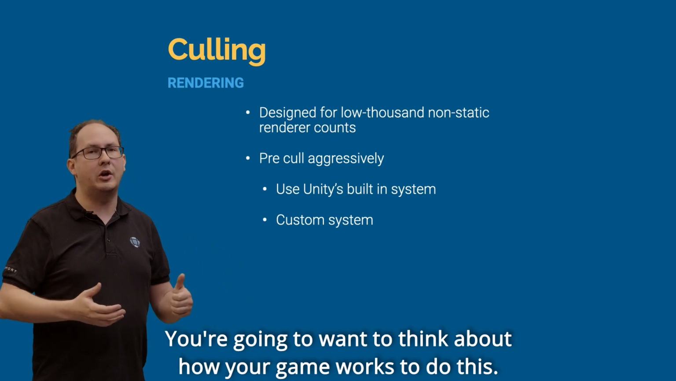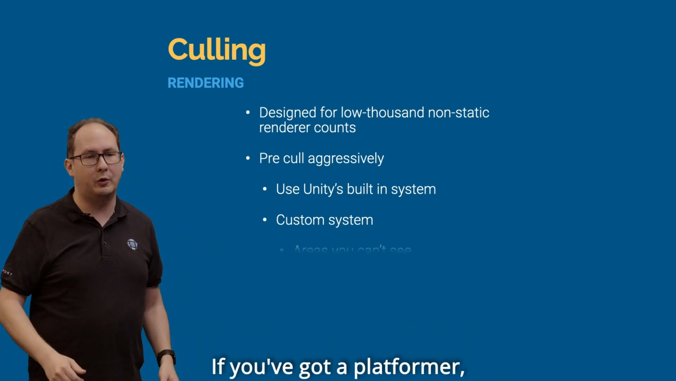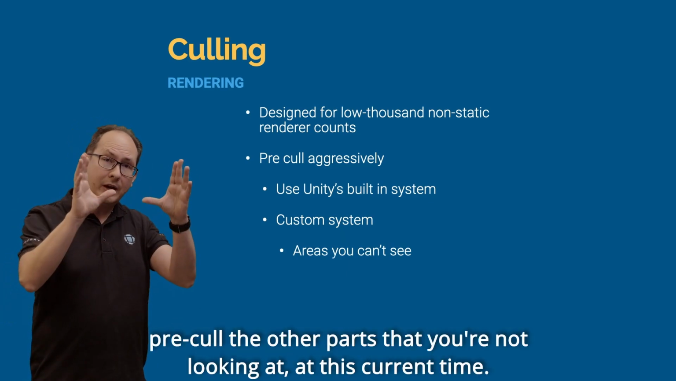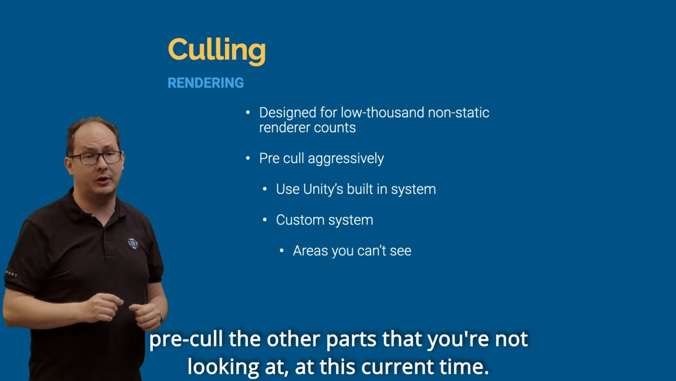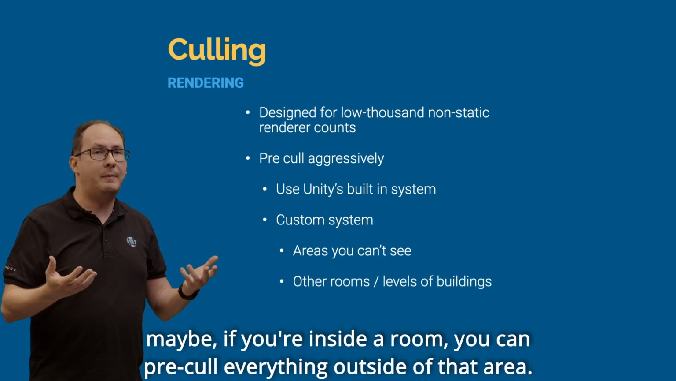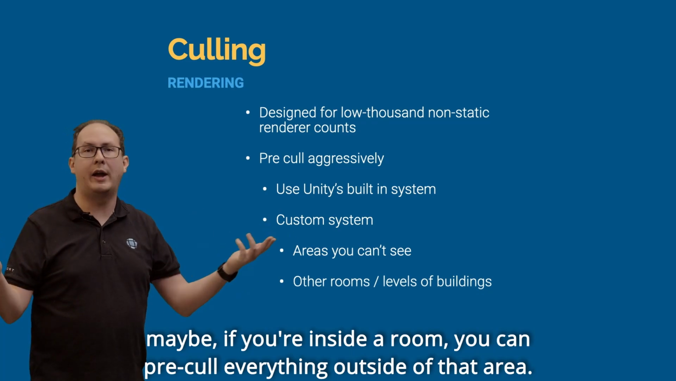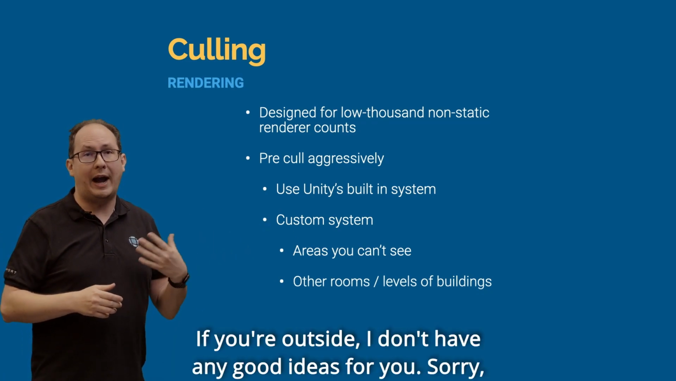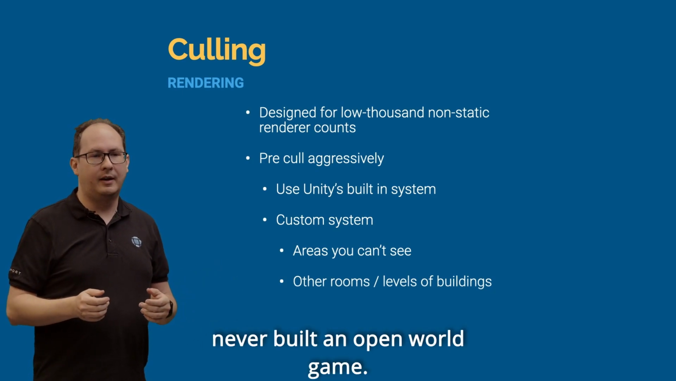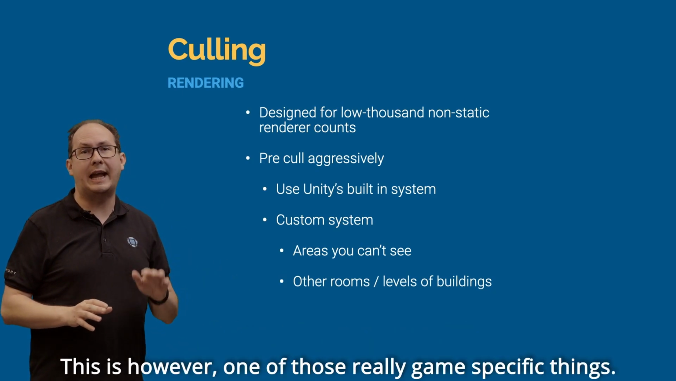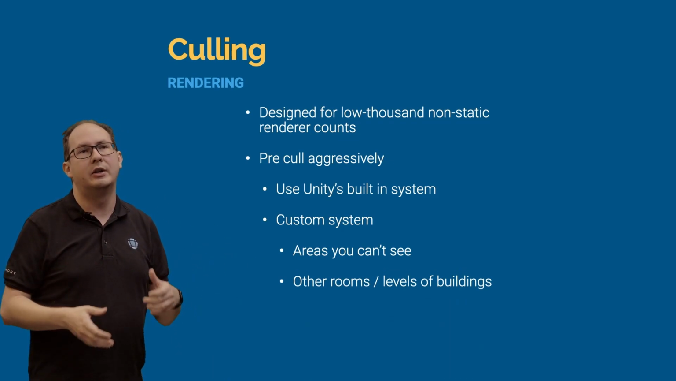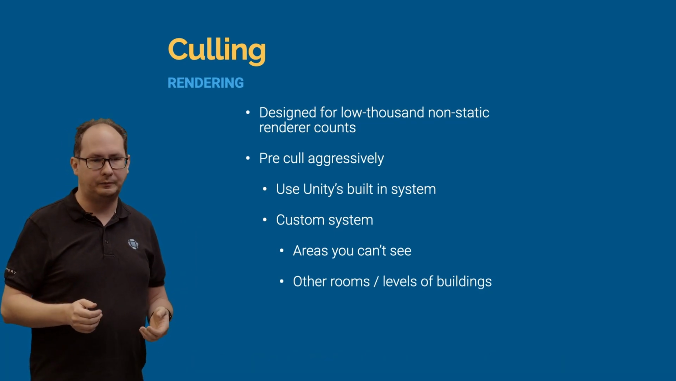You're going to want to think about how your game works to do this. If you've got a platformer, you could probably take advantage of the fact that you'll be focused on one part of the level, and then you can pre-cull the other parts that you're not looking at this current time. If you're in VR or you're doing first or third person games, maybe if you're inside a room, you can pre-cull everything outside of that area. If you're outside, I don't have any good ideas for you. Sorry, never built an open world game. This is, however, one of those really game-specific things. Different games are going to have different requirements around the view frustum, so just think about that when you're planning.